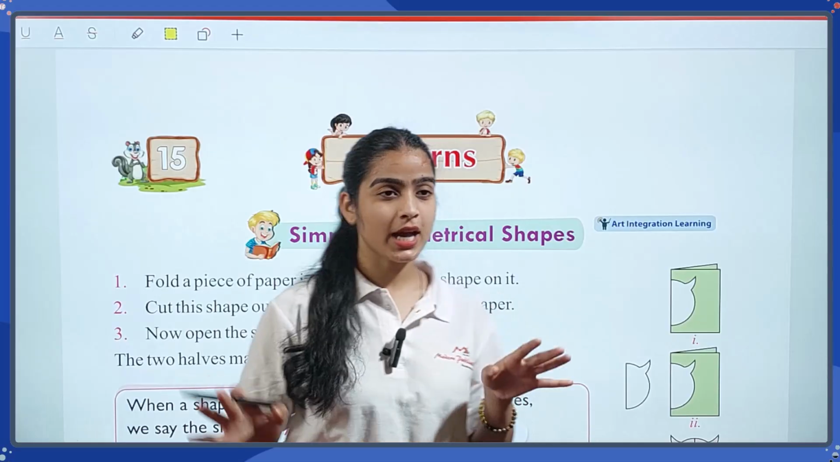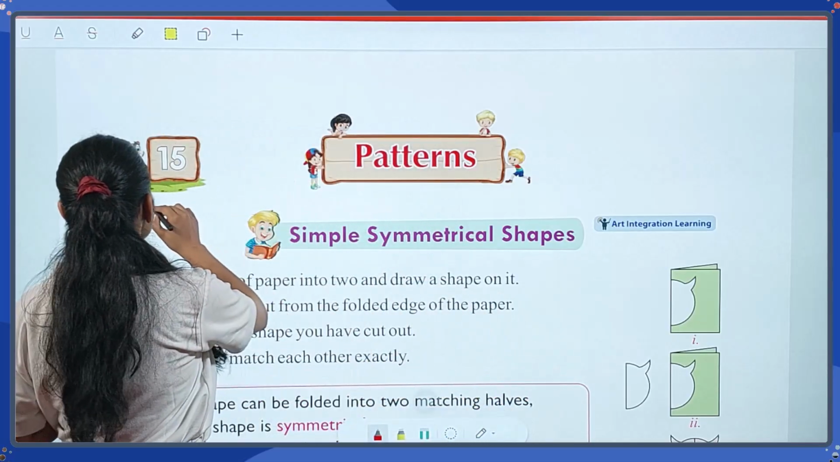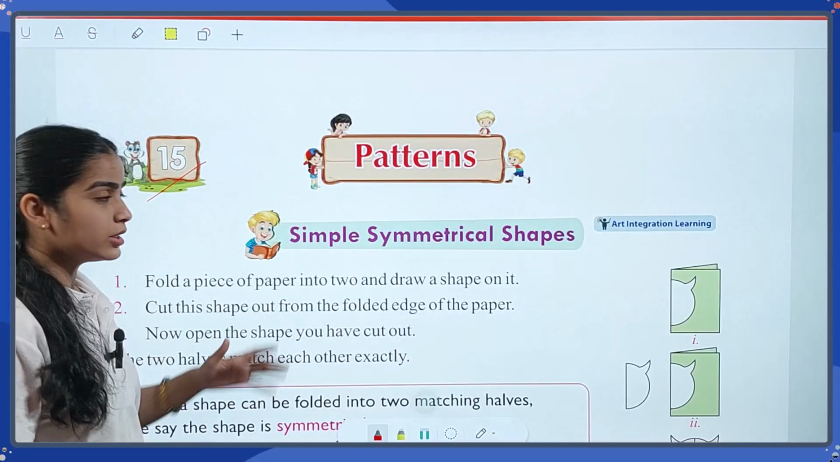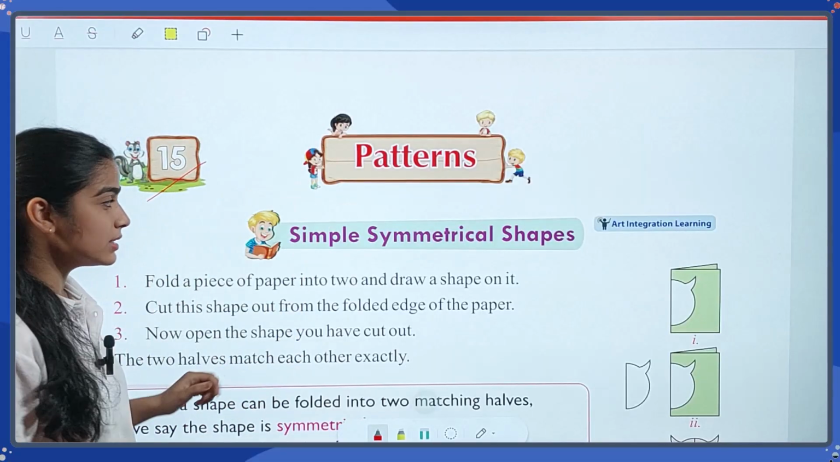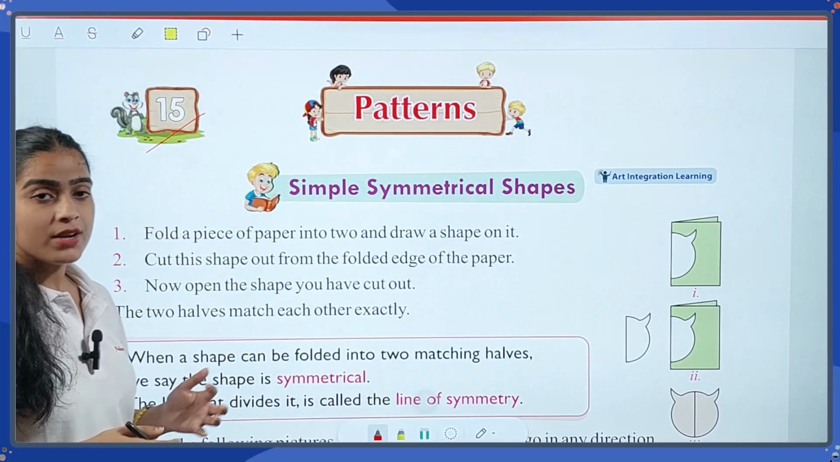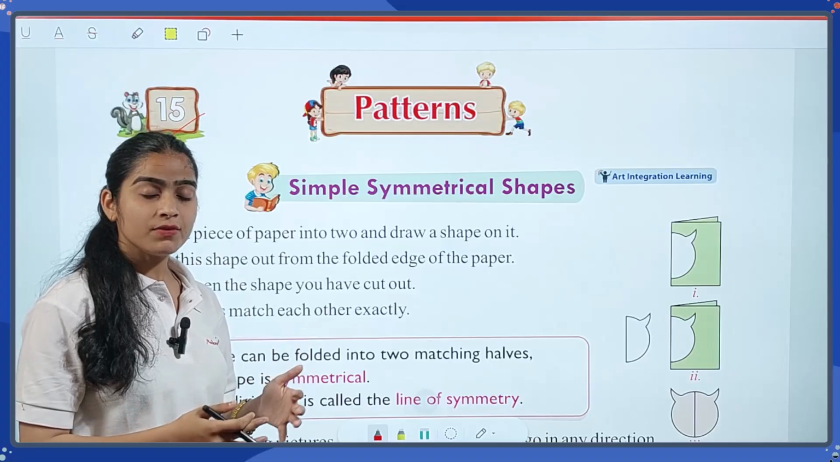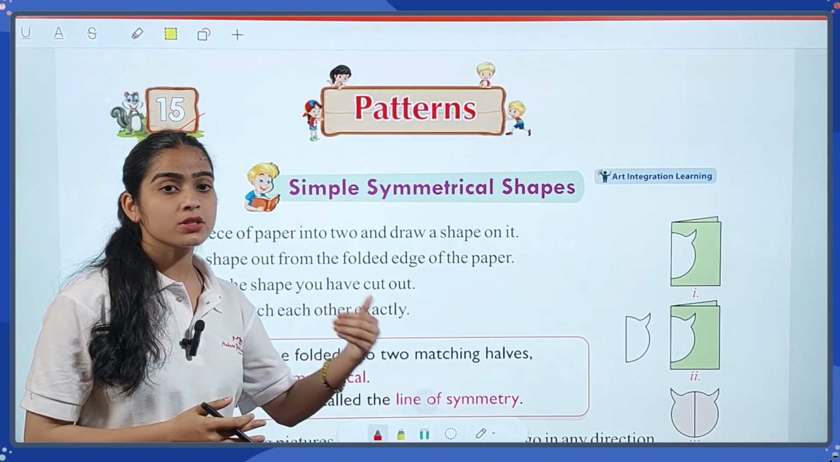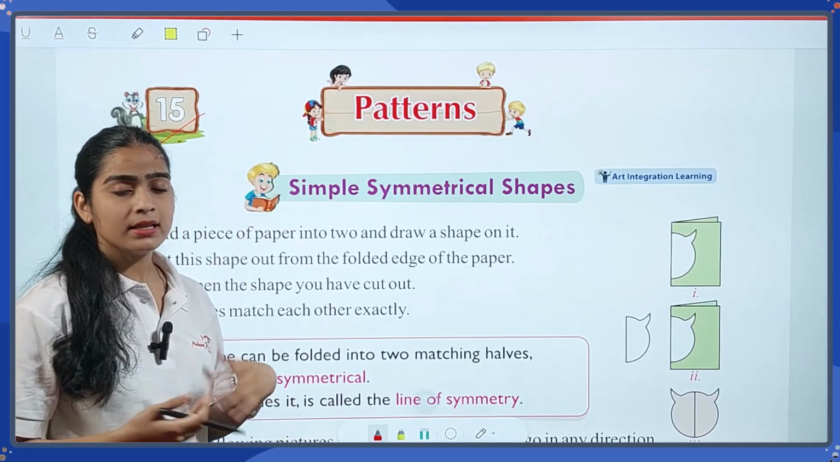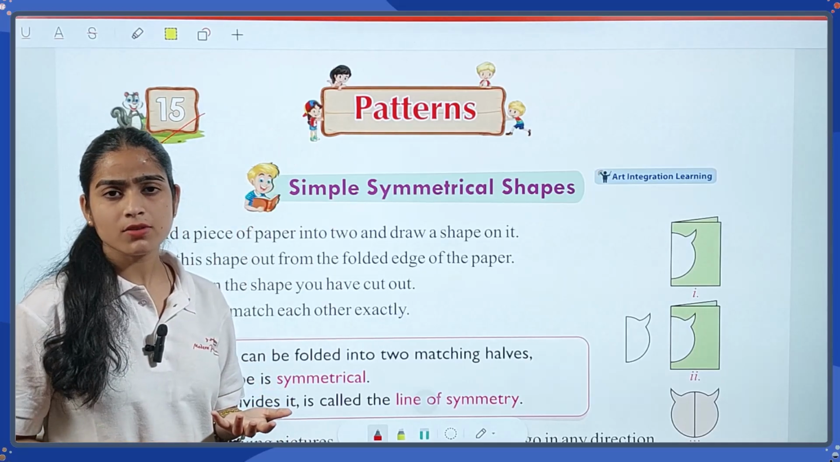Today we have a new chapter, which is chapter number 15, Patterns. So in this chapter, what are we going to learn? We are going to learn about patterns. First of all, what does pattern mean? When we repeat a particular sequence again, it is called a pattern, and it could be any kind of sequence you are using.